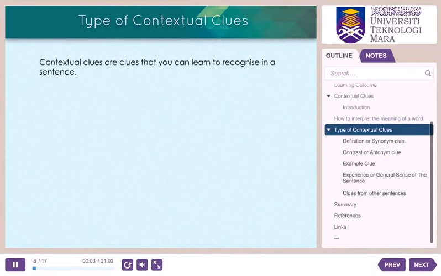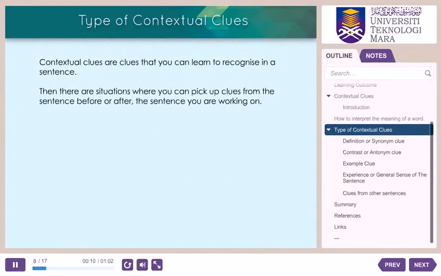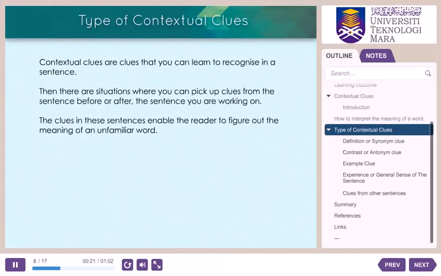Contextual clues are clues that you can learn to recognize in a sentence. Then there are situations where you can pick up clues from the sentence before and after the sentence you're working on. The clues in these sentences enable the reader to figure out the meaning of an unfamiliar word. Now that we have established that clues in a sentence can help us get the meaning of words, it would be wise to categorize the clues.